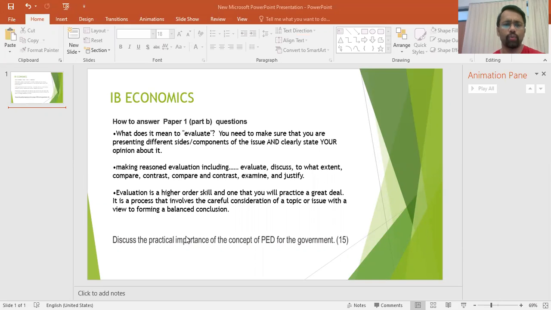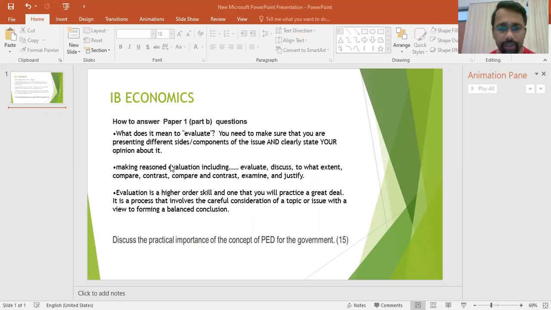For this 15 marks one, for example, if you get a question: discuss the practical importance of the concept of PED for the government by using real life examples. So what does it mean to evaluate? Because this discussion level, it is an evaluation level question, right?